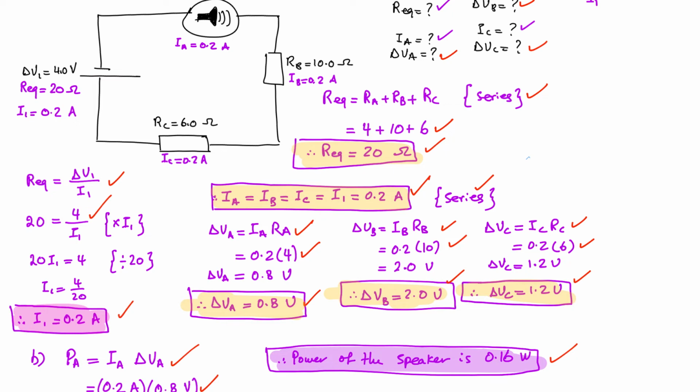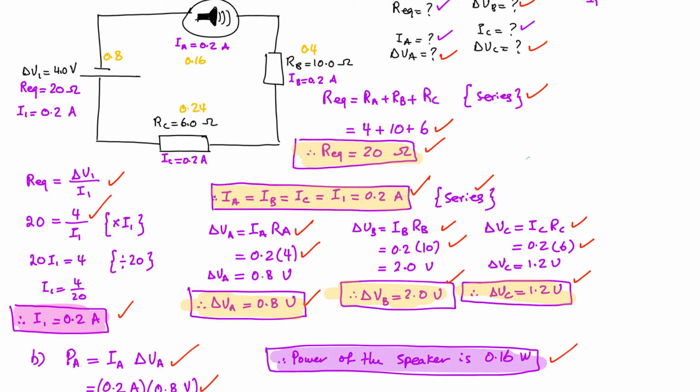You're not asked to do this, so I'm just going to write it on the corner so we can check. We found the power across the speaker to be 0.16. I'll write it out. This one over here, the current is 0.2. The voltage was 2, so 0.2 times 2 will give us 0.4. And the power here is 0.2 multiplied by the voltage here, which gives us 0.24.